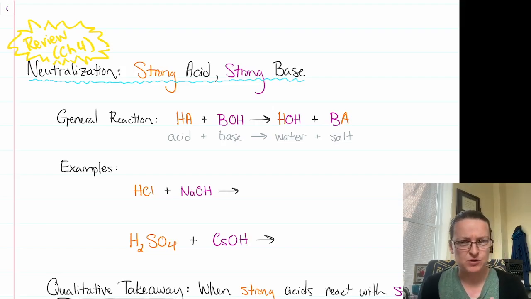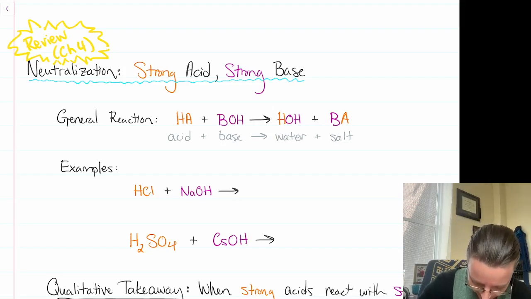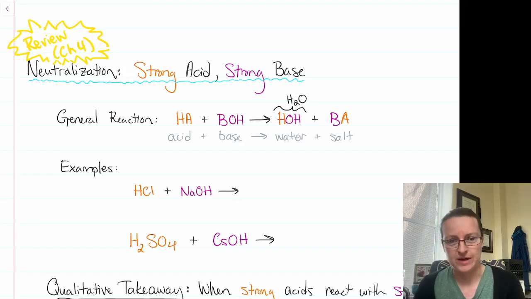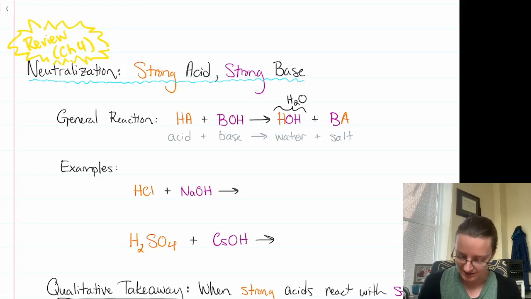And to help you keep track of where the hydrogens and oxygens are coming from, I color-coded it. Of course, when we write the chemical formula for water, you almost always write it as H2O rather than HOH, but it's the same number of hydrogen atoms and the oxygen. As for the salt, that's going to depend on what specifically is the cation from the base and the anion from the acid. And so let's go ahead and do a couple of examples.